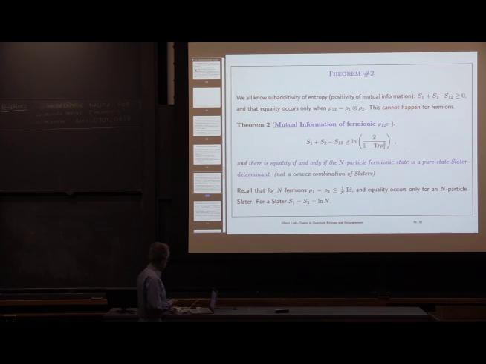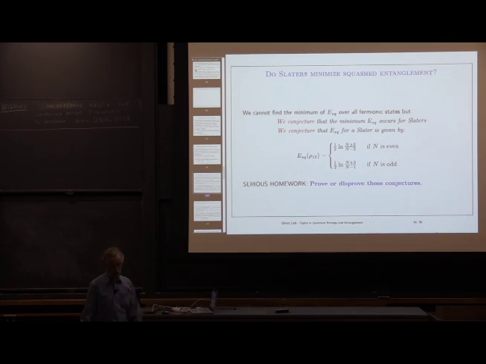So in this case, S1 and S2 are log n, and that's why I said some theorems will depend on n and some don't. If I look at a one-body density matrix for n fermions, the eigenvalues are 1 over n. No bigger.